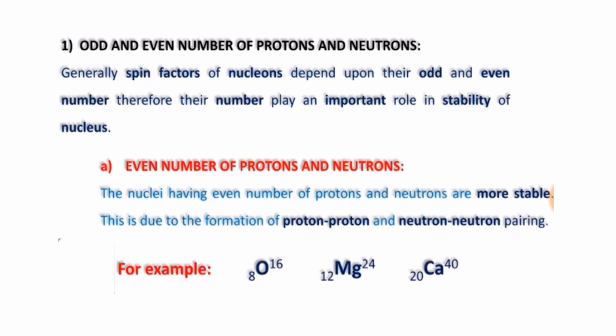First one, odd and even number of protons and neutrons. Generally, the spin factor of nucleons depends upon their odd and even number. Therefore, the number plays an important role in the stability of the nucleus. Even number of protons and neutrons: the nuclei having even number of protons and neutrons are more stable. This is due to the formation of proton-proton and neutron-neutron pairs. Examples: oxygen-16 (8), magnesium-24 (12), calcium-40 (20).